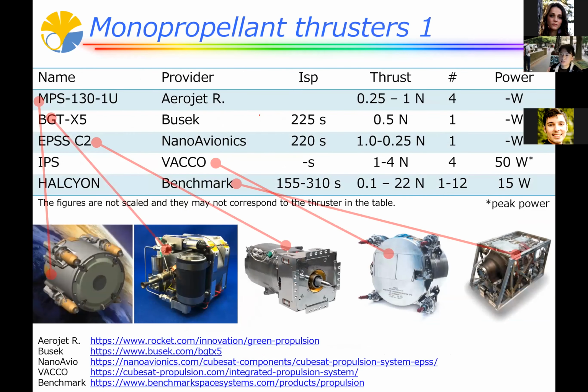Okay, next is a monopropellant thruster. This is a typical chemical propulsion thruster. The remarkable feature is that Isp is much higher than cold gas and resistojet. And also thrust is higher. In this case, we are using a chemical reaction, so we have a much larger energy source. Then we can increase the Isp and the thrust like this.